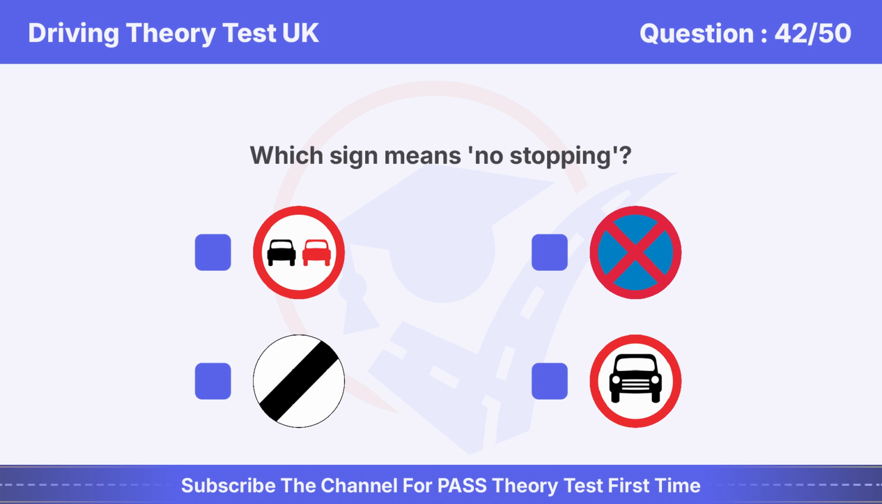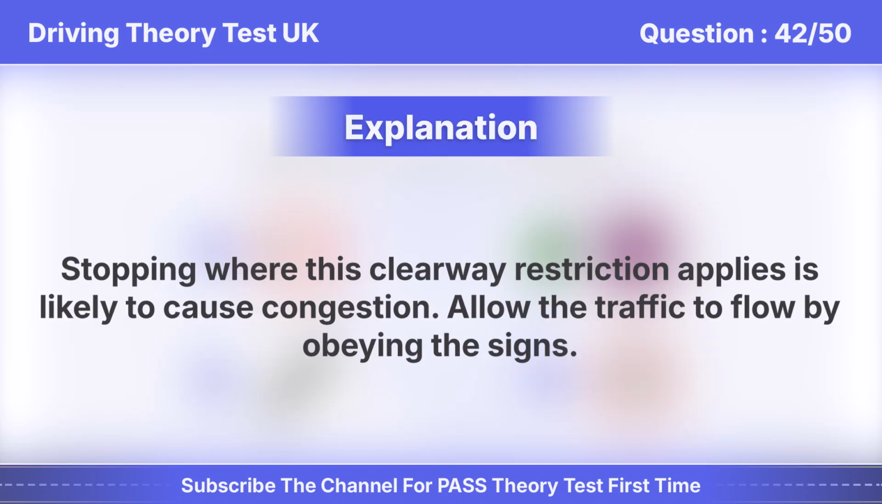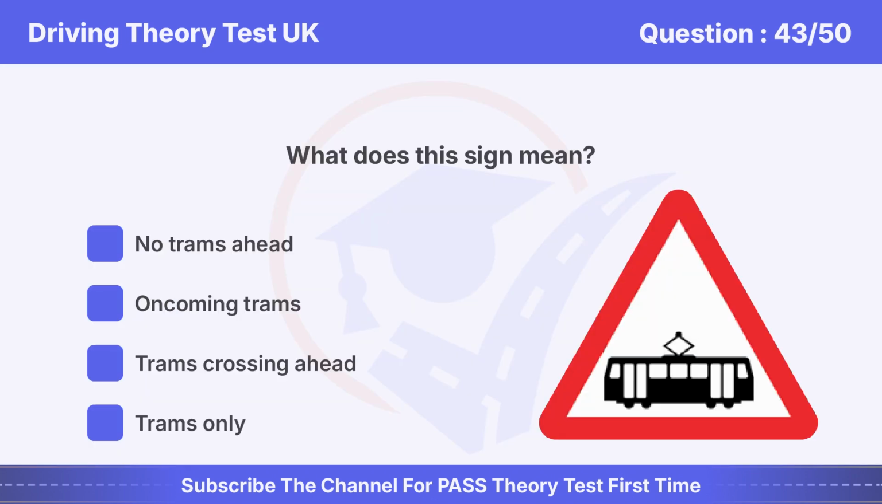Question 42. Which sign means no stopping? Answer is B. Stopping where this clearway restriction applies is likely to cause congestion. Allow the traffic to flow by obeying the signs. Question 43. What does this sign mean?